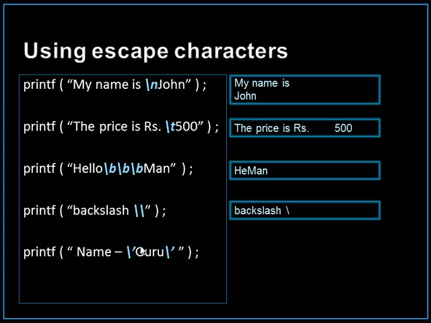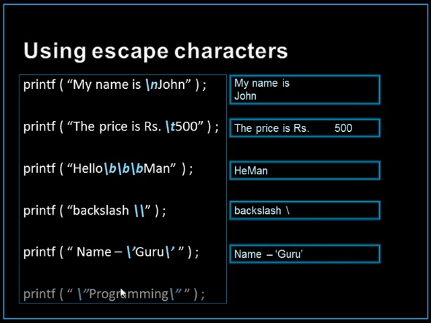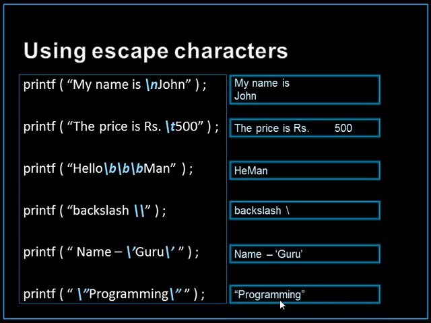If you want to use a single quote, then also you have to precede that with a backslash. So the output will be this, name Guru. If you have printf programming, you have to use a backslash and double quote for a double quote. Because if you use just a double quote, it will end that string, right? So this is how programming is printed.